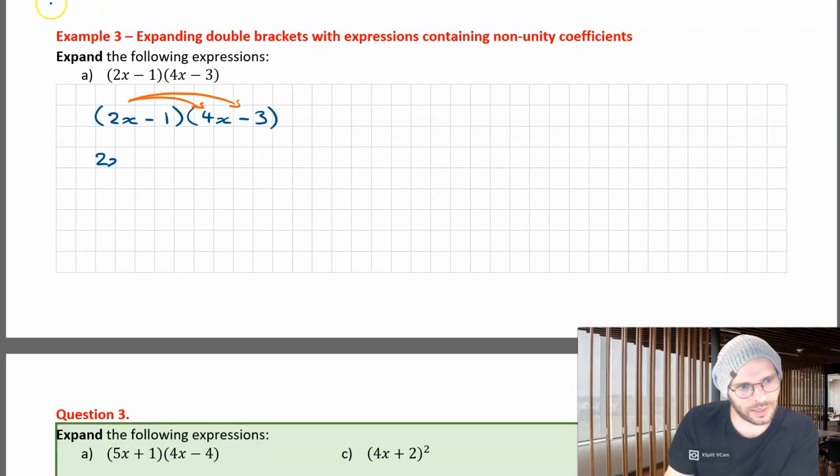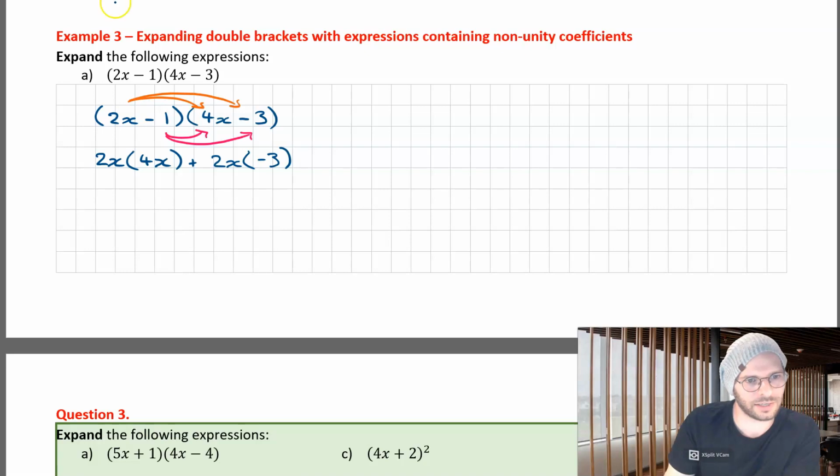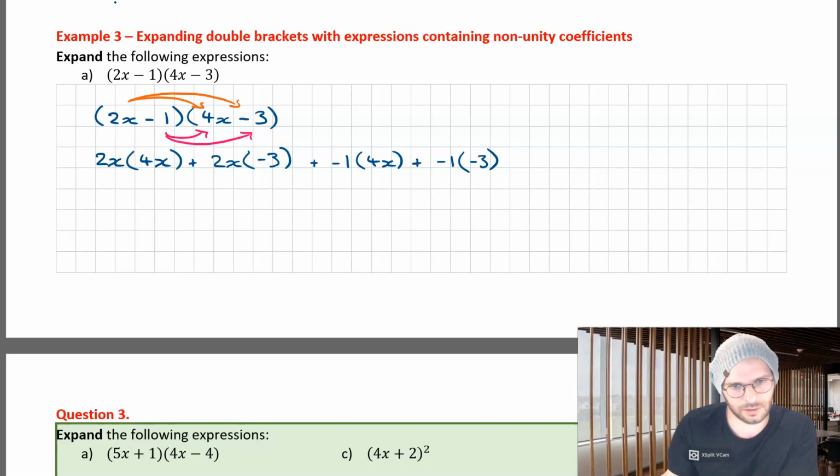That will become 2x times 4x, and then plus 2x times minus 3. Then inner last, minus 1 times 4x, minus 1 times minus 3. That will become minus 1 times 4x, plus minus 1 times minus 3.